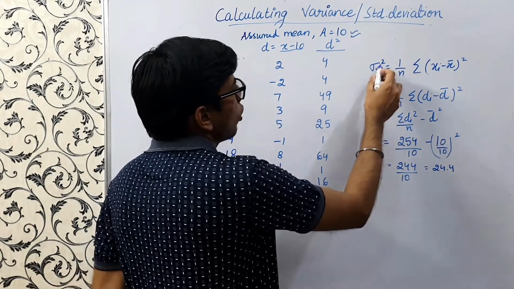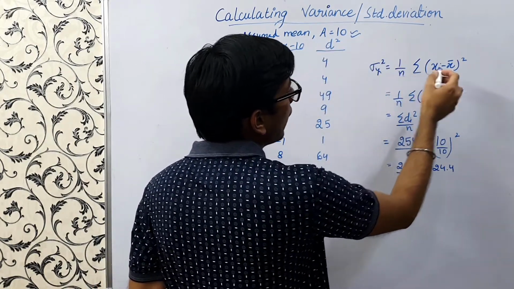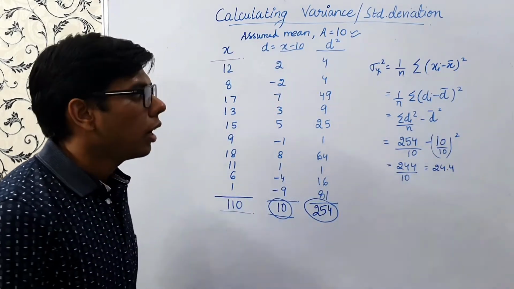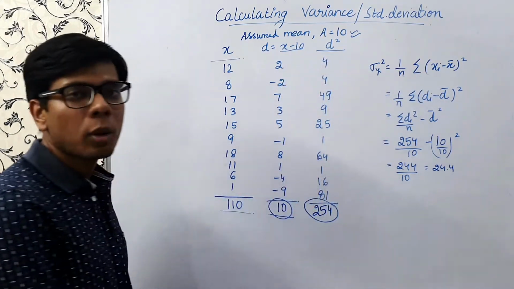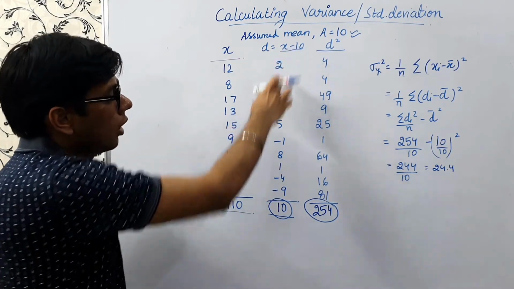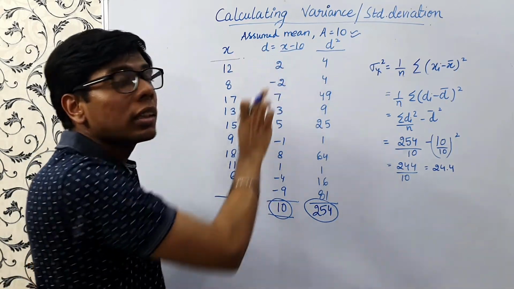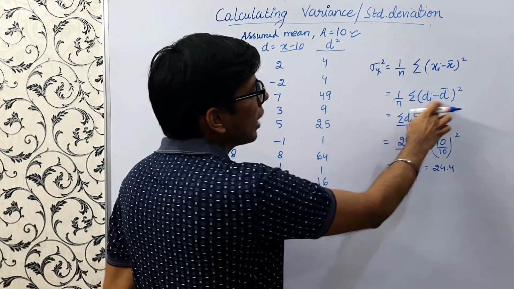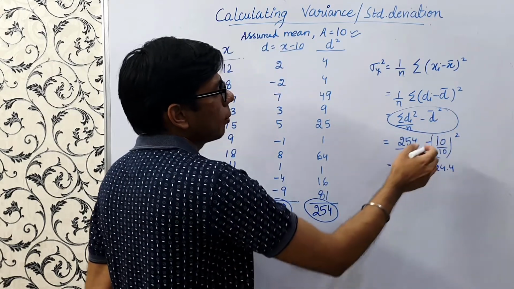Now the variance of this data set is nothing but 1 upon n summation xi minus x bar square. In my earlier video, I proved that if any constant is added or subtracted from a data set, the variance of the observations remains the same. Here we have subtracted 10 from these observations, so the variance of x and the variance of d will remain the same. So we'll calculate the variance of these observations now. It's nothing but di minus d bar square, and I have also proved this identity in my earlier video.